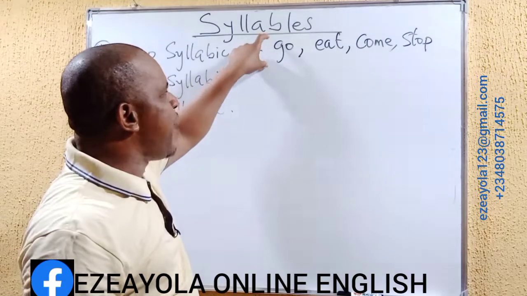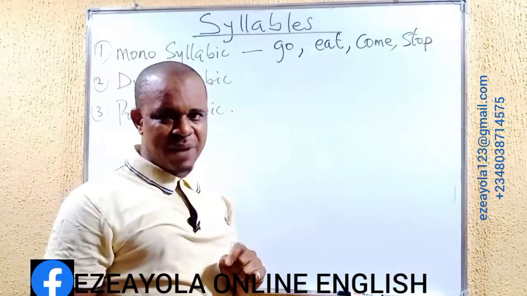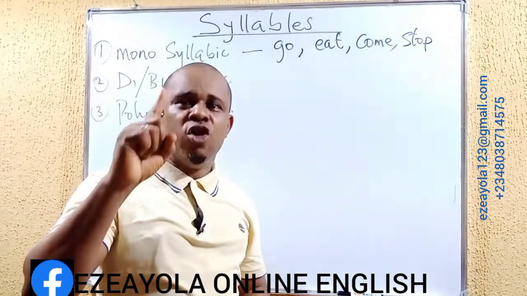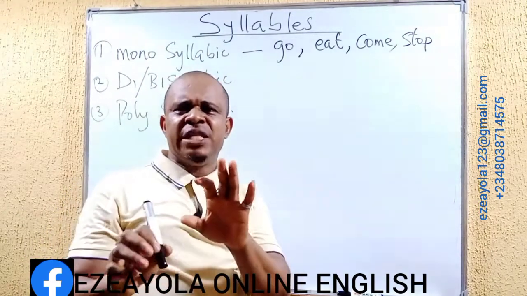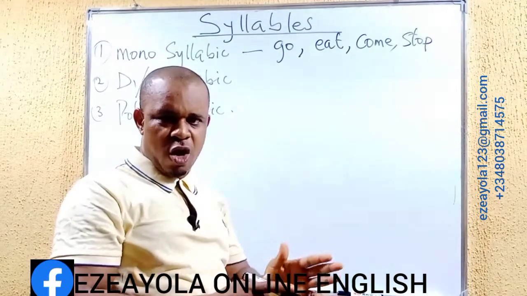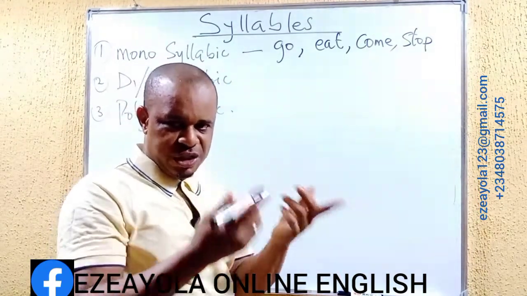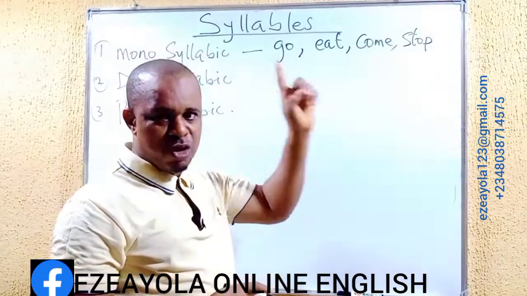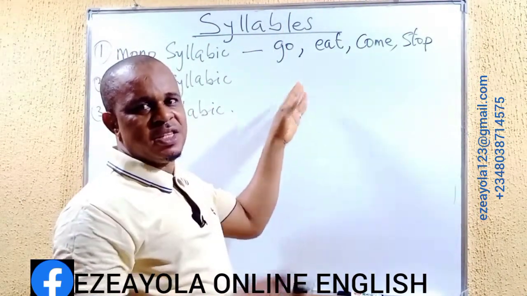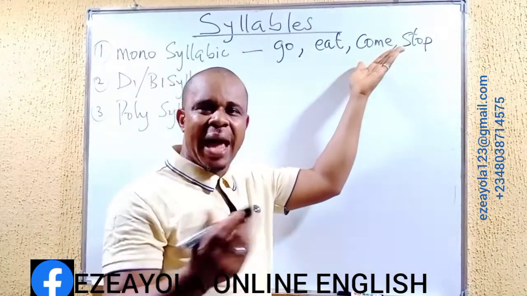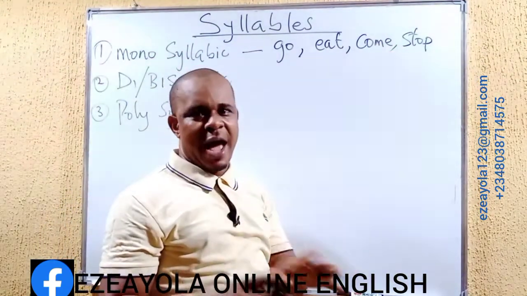Now, we are talking about monosyllabic, remember. I told you they are words that have only one syllable. It means that it's not possible to divide them or to break them into different syllables. Now, go remains go. It is monosyllabic. You can't divide it into different syllables. The same thing with eat. The same thing with come. And finally, we have stop.